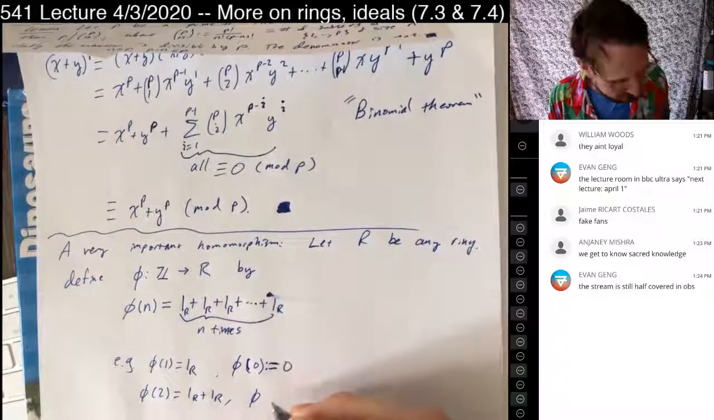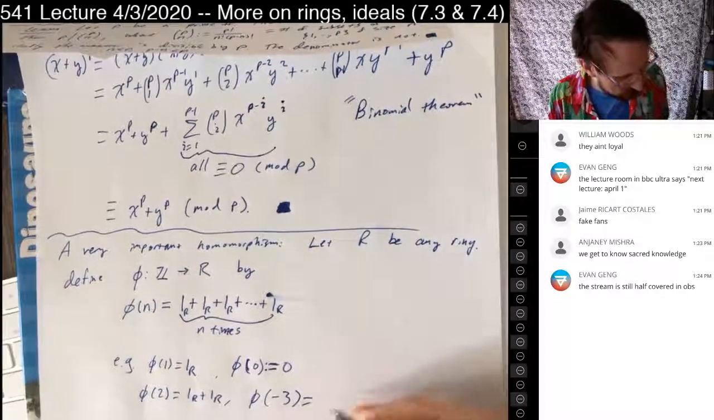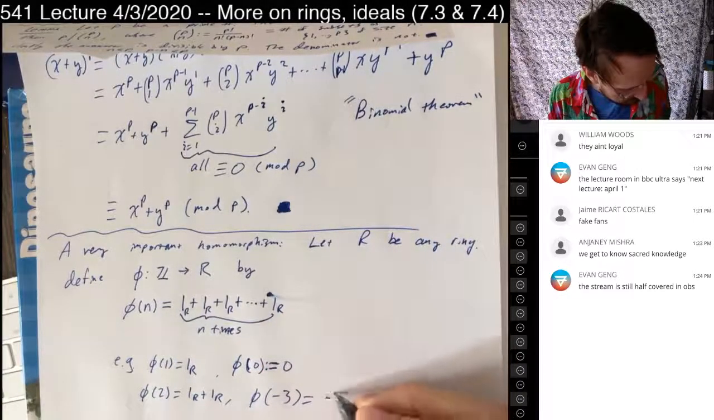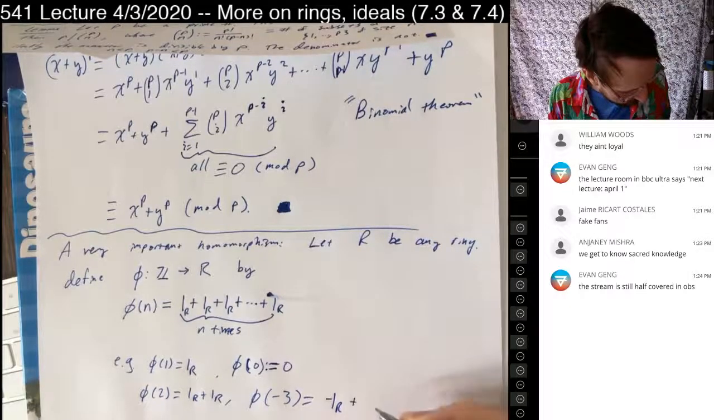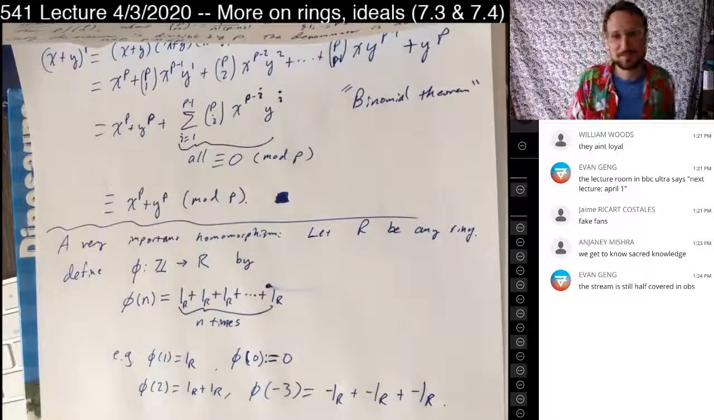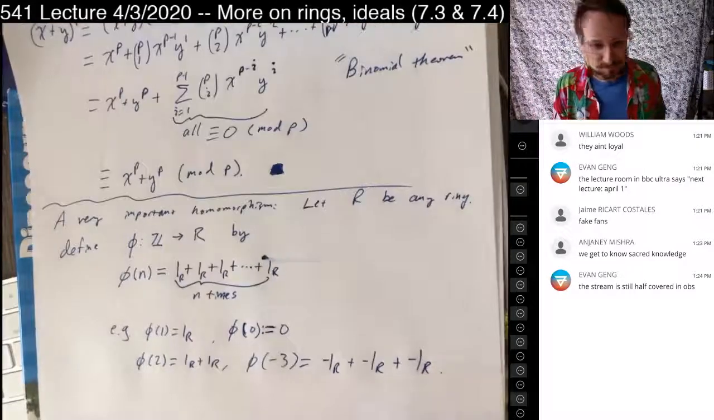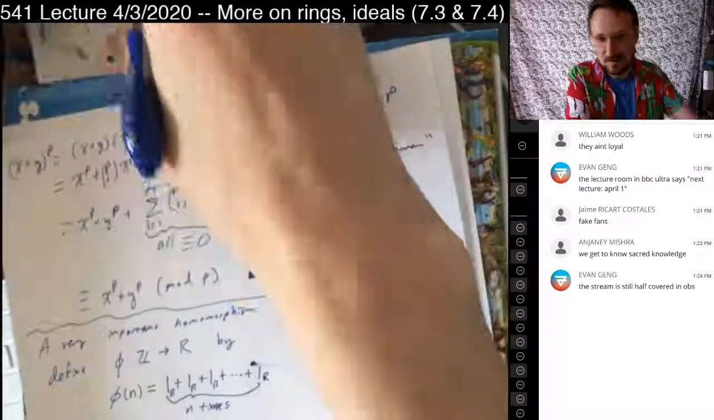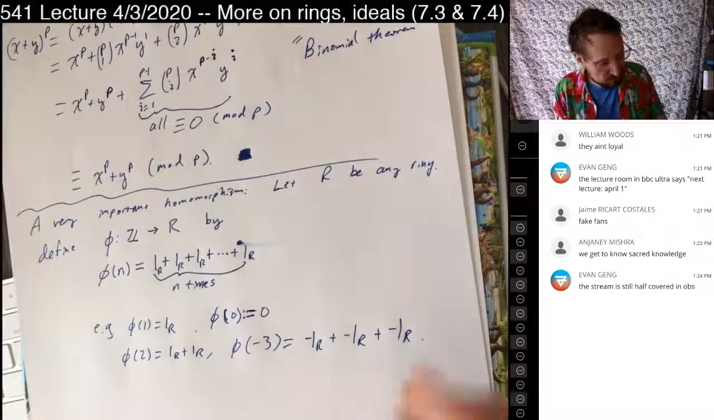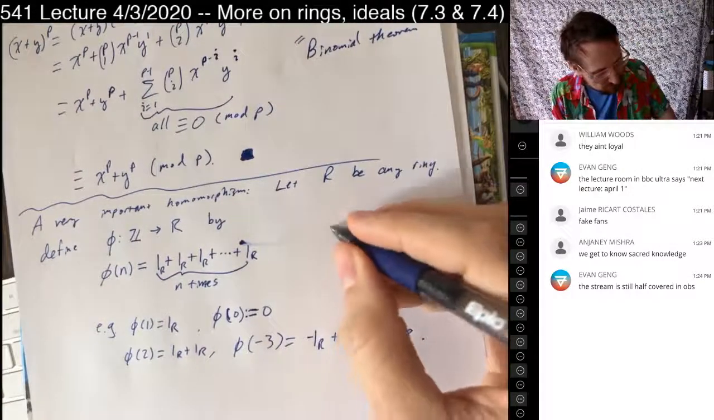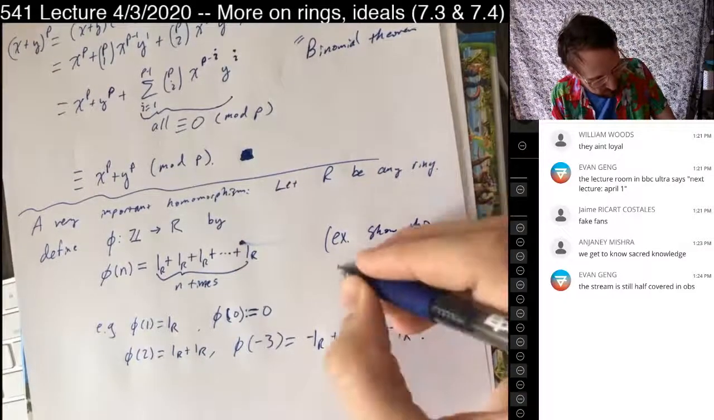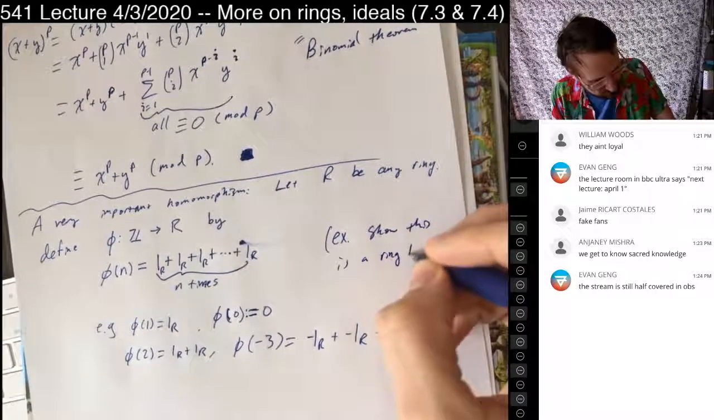Phi of negative 3, what does it mean? It means you add it negative 3 times. So it means the negative of 1r plus the negative of 1r plus the negative of 1r, right? And I think it's pretty easy to show that this is a homomorphism, but I'll just say that's an exercise. Show this is a ring homomorphism.